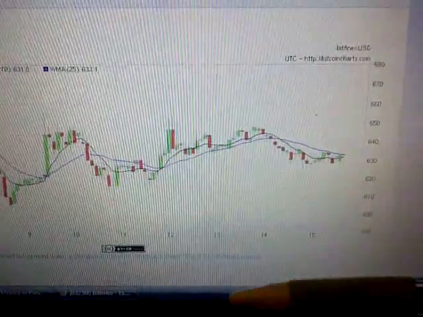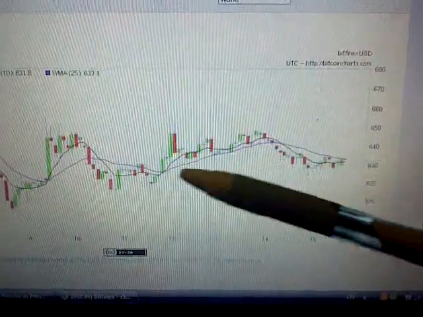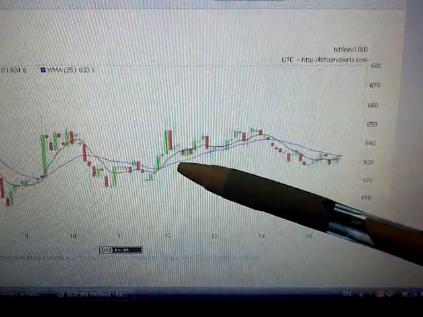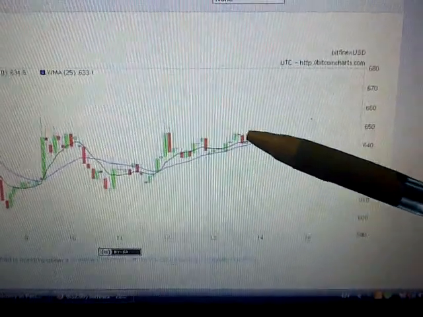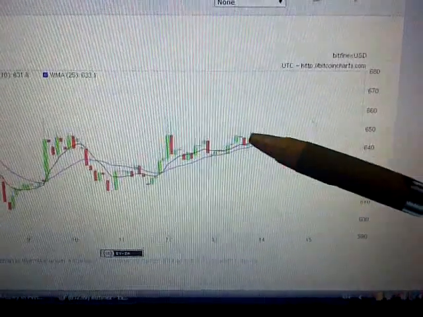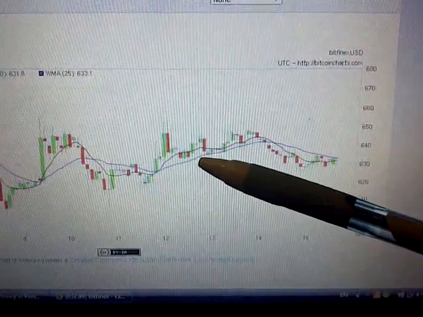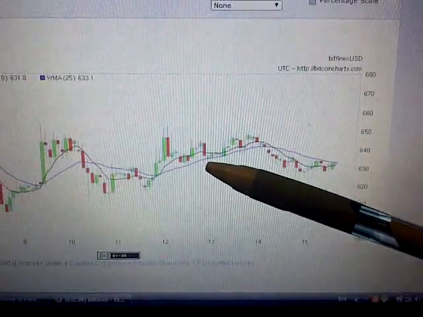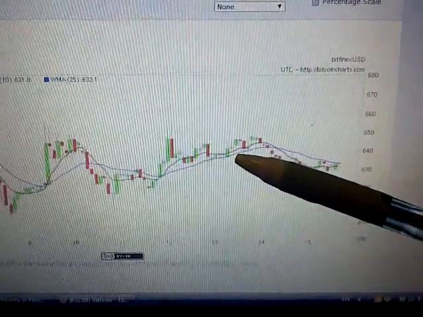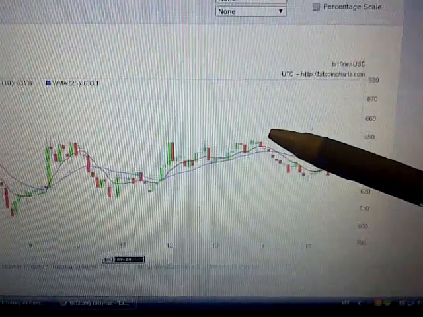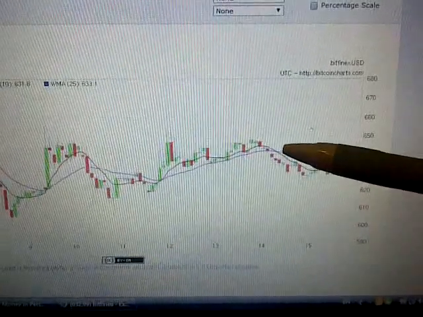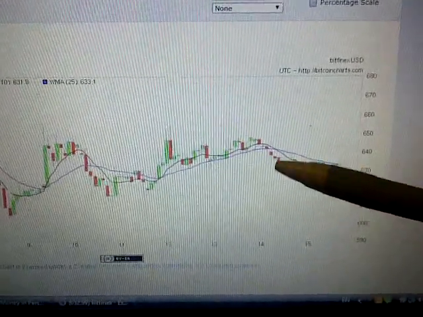depending on how strong it is. And if you look here, this uptrend right here, this small part of an uptrend here, the support was the 25 period weighted average, and that's where the support is. And then when it goes down, the resistance was the 10 period weighted average.